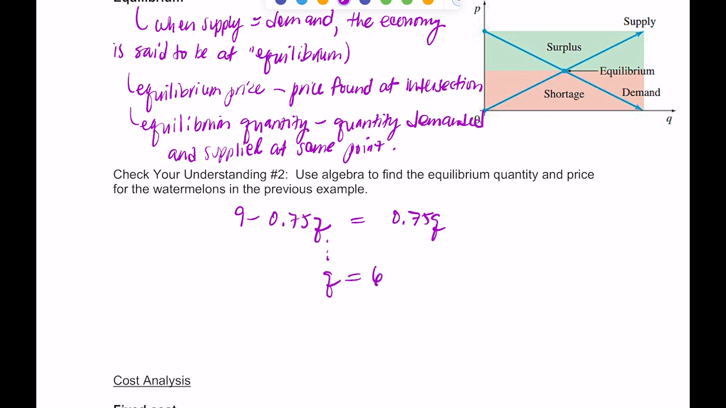And then, like I said, you're going to take that 6 and plug it in. I'm just going to plug it into my demand equation. So I'm basically finding where Q is 6. So you would just do 9 minus 0.75 times Q, which is 6 here, and you end up with 4.5. So what that tells me is, again, the Q is in thousands. So the equilibrium quantity would be 6,000 watermelons, and the equilibrium price would be $4.50, which also tells me that there's no shortage or surplus. It's just the right amount.